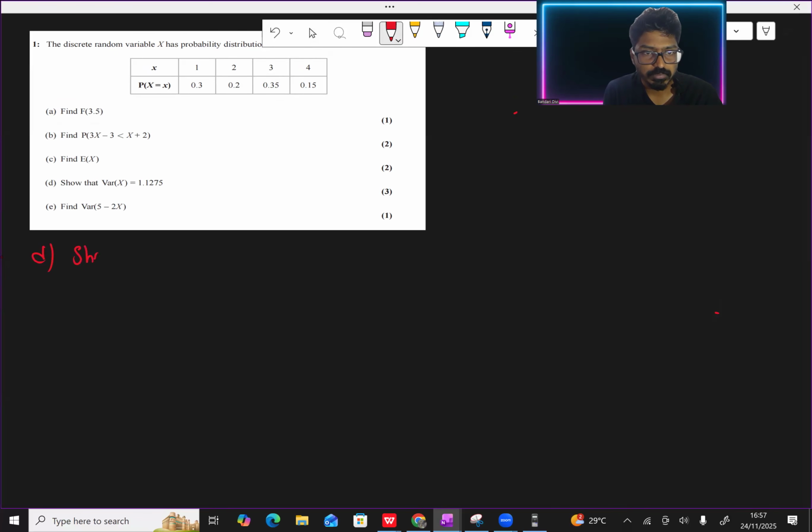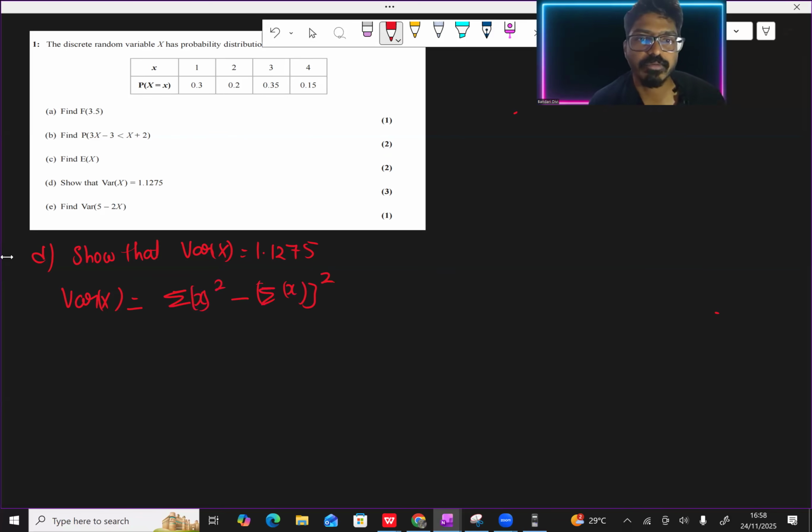what we have to show is that the variance of x is 1.1275. So we have to show variance of x is equal to 1.1275. So what is the formula for variance? The formula for variance of x, from the equation sheet, will be sigma x squared minus sigma x whole square. Okay, so this will be the formula for variance.